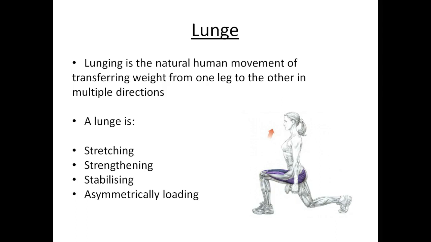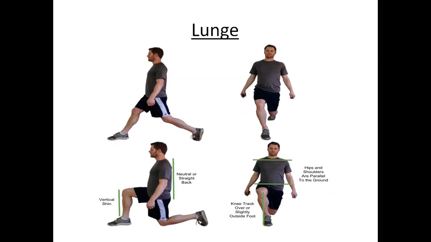So lunge is a natural human movement of transferring weight from one leg to the other. The great thing about the lunge is it's a stretching exercise, it's a strengthening exercise, it's a stabilizing exercise, and also it's an asymmetrically loading exercise. That means that you're loading on just one side. Here's an example of a good lunge. Nice upright torso, the knee and ankle alignment.